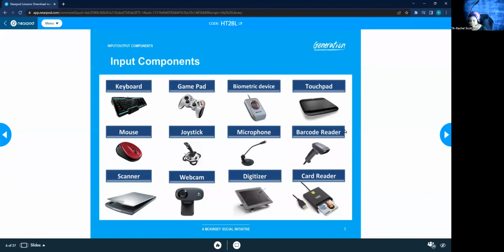So here we have some input components. Can someone list them for me? Keyboard, gamepad, biometric device, touchpad, mouse, joystick, microphone, barcode reader, scanner, webcam, digitizer, card reader. Does anything here surprise anybody? Pretty straightforward.